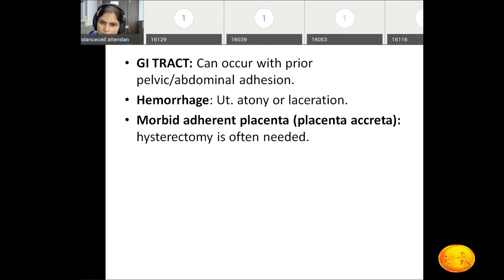Hemorrhage, uterine atonia, and laceration. PPH we cannot predict. Morbidity is more common with placenta accreta, placenta previa, in which the procedure is extensive and there are more likely chances of hysterectomy in placenta accreta. That's why the chances of the patient staying in hospital increase.